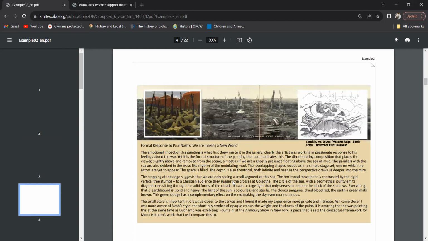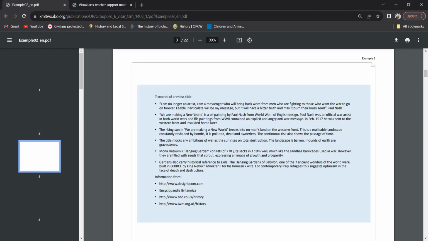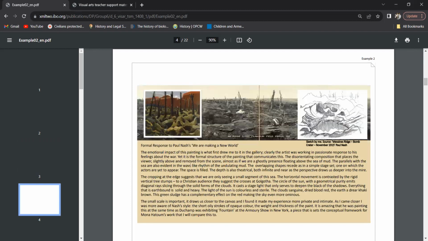We've got a formal response to Paul Nash's "We are making a new world" statement here. That is right here, a canvas painting by Paul Nash. The formal response to Paul Nash's "We are making a new world." The emotional impact of this painting is what first drew me to it in the gallery. Clearly, the artist was working in passionate responses to his feelings about the world, the war.